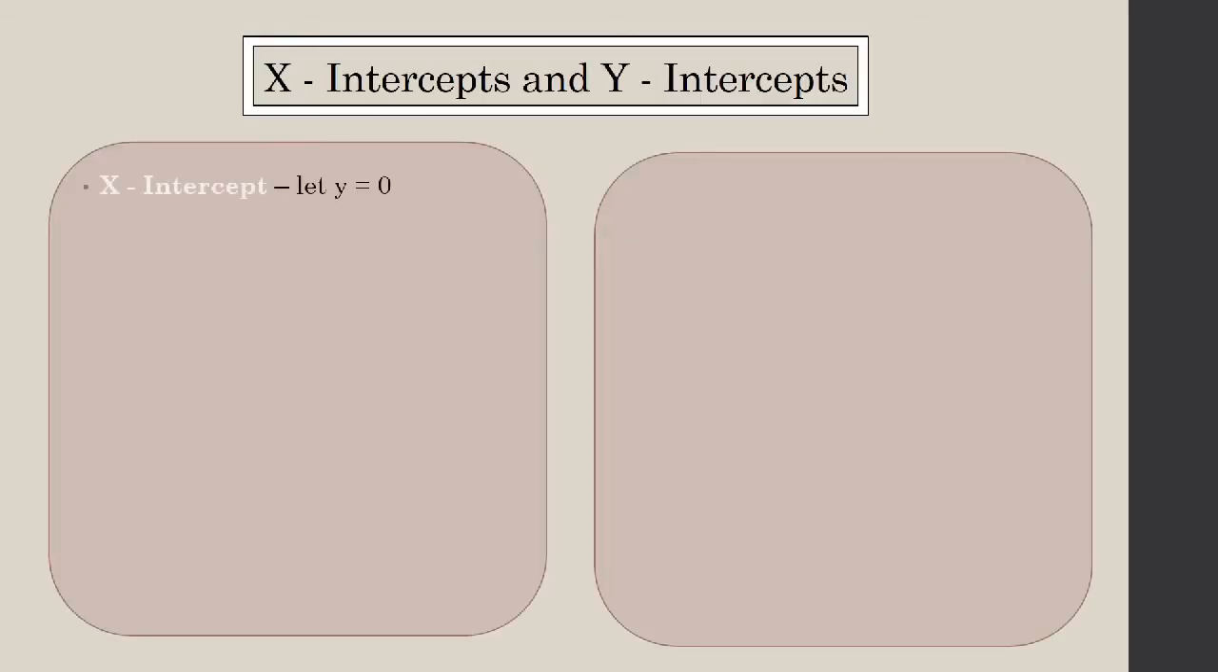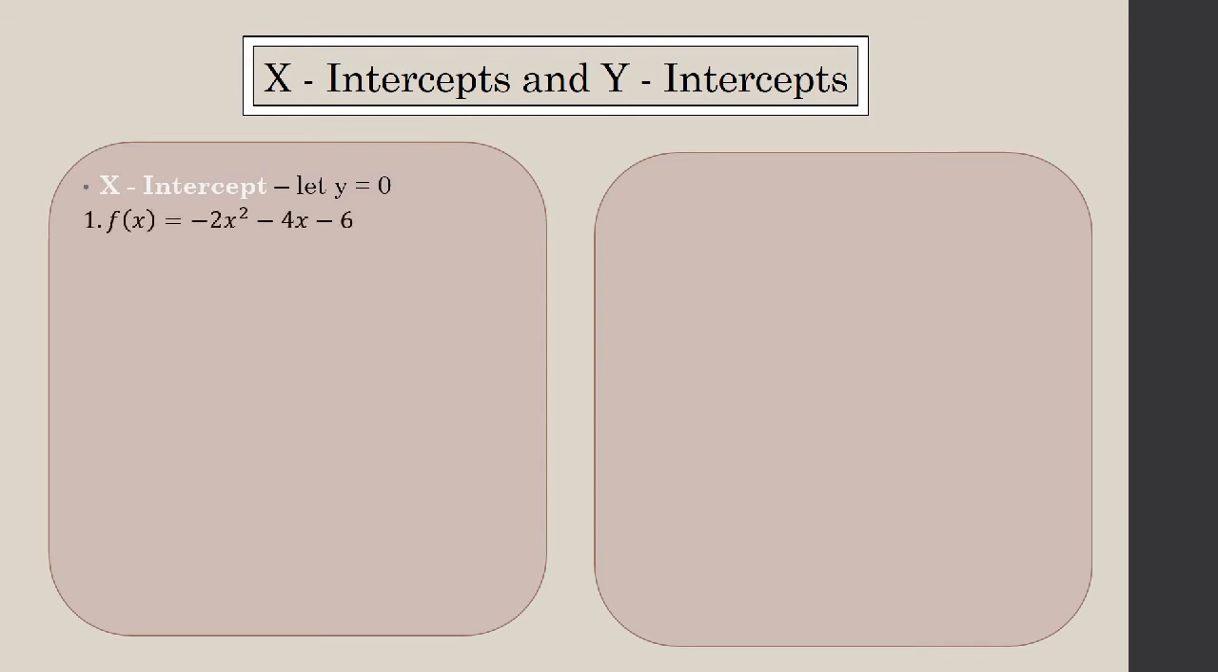Since we are done with the vertex, let's proceed to finding the x-intercept and y-intercept. Now in finding the x-intercept, we just let y be equal to 0, and in finding the y-intercept, we just let x be equal to 0. Now using the same function, let's find the x and y-intercepts.